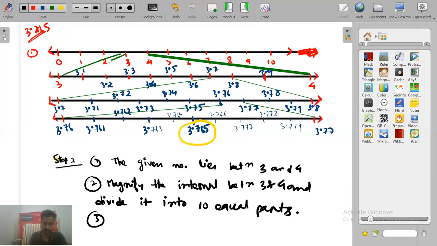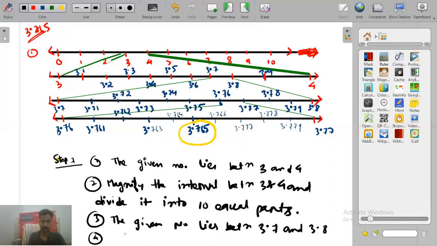Yes or no? So again you have to write down the given number lies between 3.7 and 3.8. Then step 4: magnify the interval between 3.7 and 3.8 into 10 equal parts. Then again, step 5: the given number lies between 3.76 and 3.77. Again you have to write down that magnify the interval between 3.76 and 3.77 into 10 equal parts. Yes or no? Like this you can proceed.